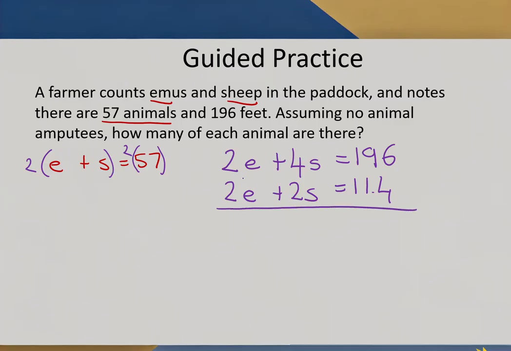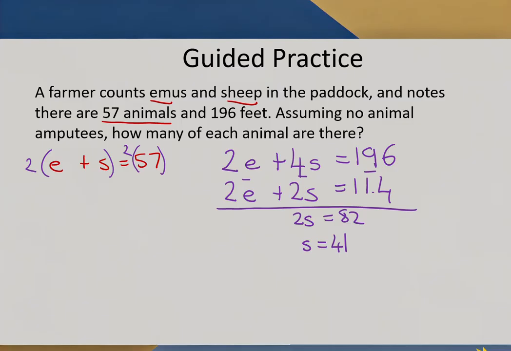I'm going to take it away. I'll put my takeaway signs in. So 2e take away 2e cancels out. 4s take away 2s equals 2s. And 196 take away 114 is equal to 82. The final step is to get my s by itself, so I'm dividing by 2, and that gives me s is equal to 41.